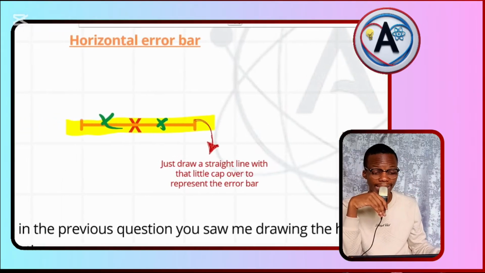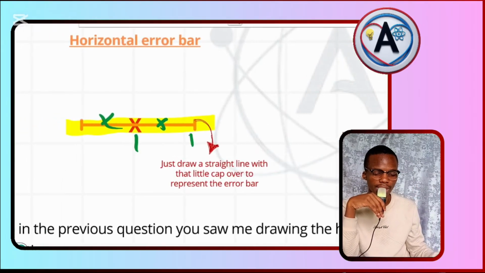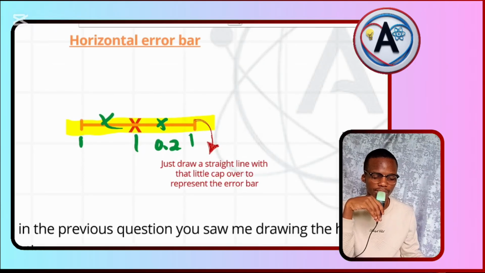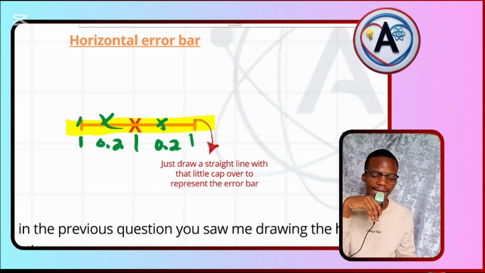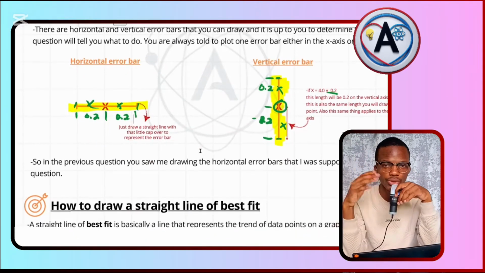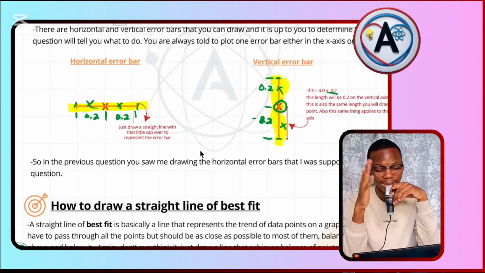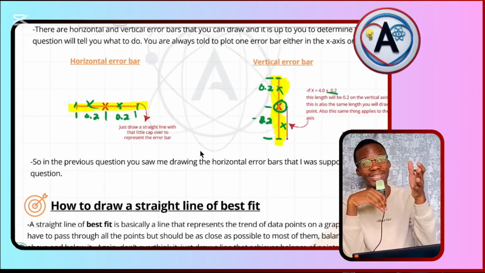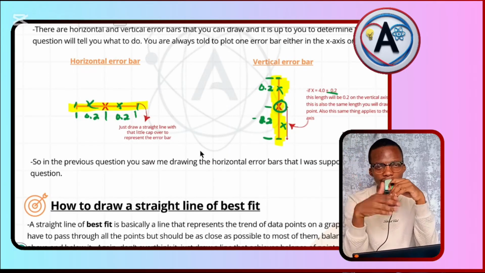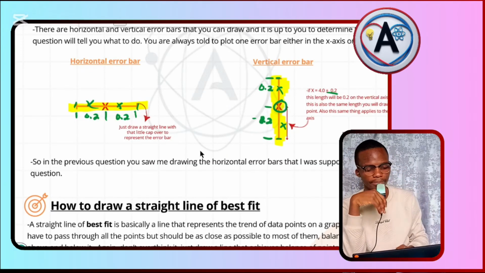If it's a horizontal error bar, again, this will be 0.2. You're literally looking at your axis and drawing that. This would be 0.2. And again, you put your little caps at the end. In the previous question, you saw me drawing the horizontal error bars that I was supposed to include. So that's what we're going to get to when we use that question as an example. I just want you to learn this first before we solve a real life problem.